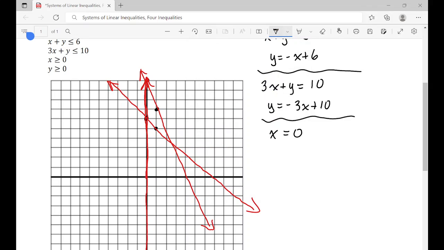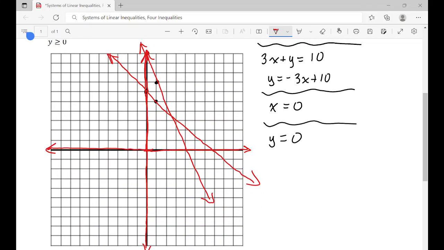Now last, we have y is greater than or equal to 0. So y is equal to 0. This is going to be a flat horizontal line running through the x-axis. So I'm going to graph that, and it's going to go like this here and here. So now I have everything.